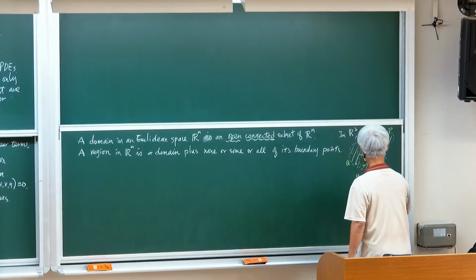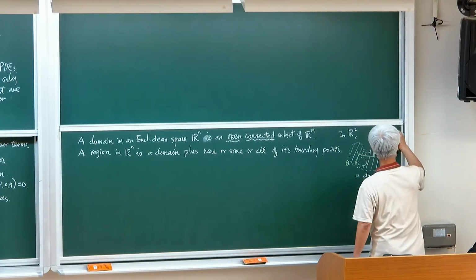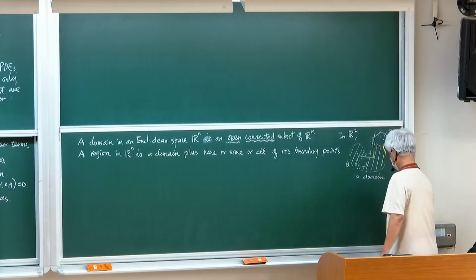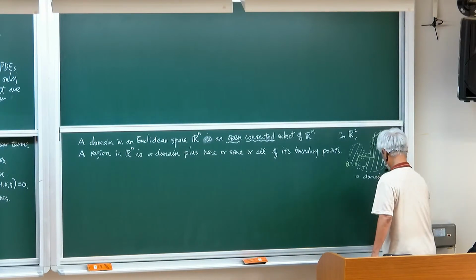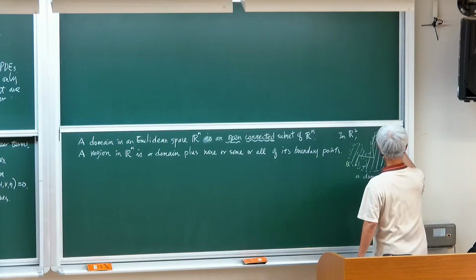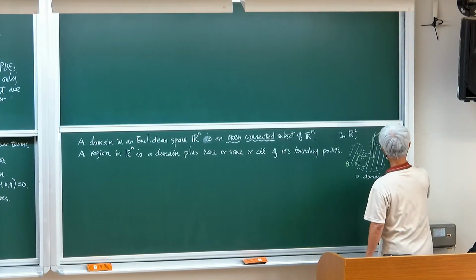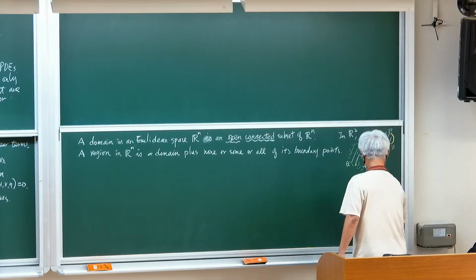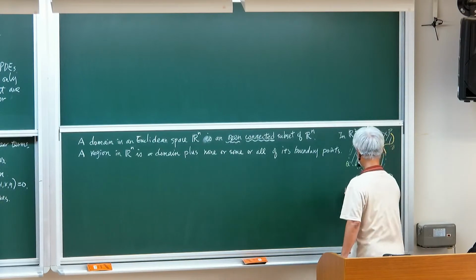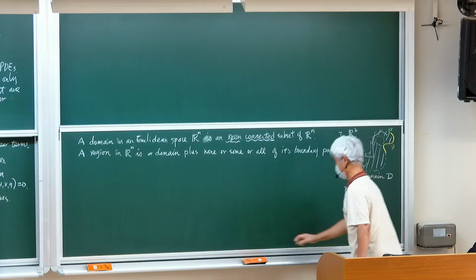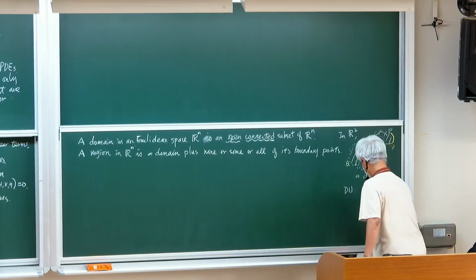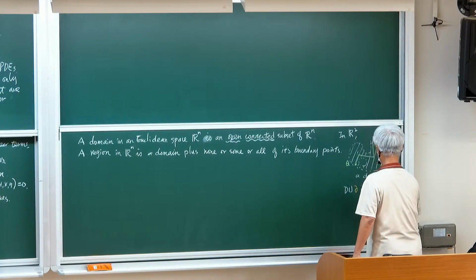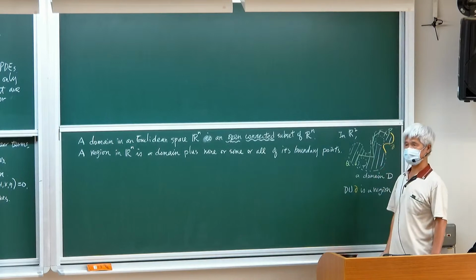And if you include some boundary points, so a domain D, and this is some boundary, then D union its boundary points is a region.